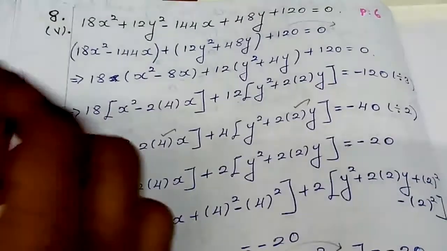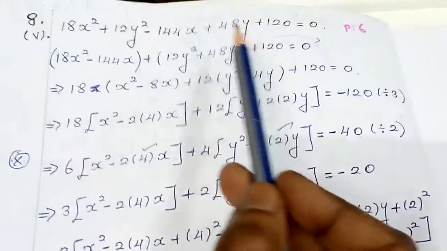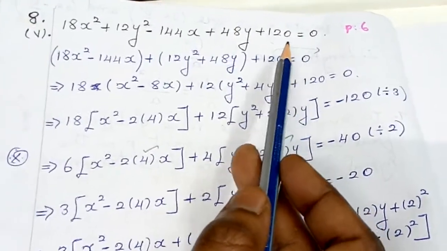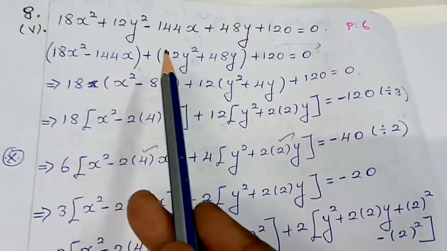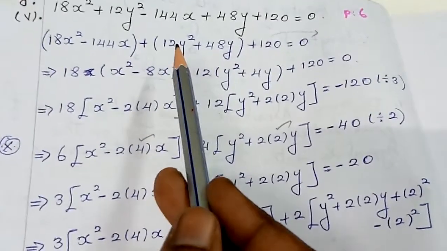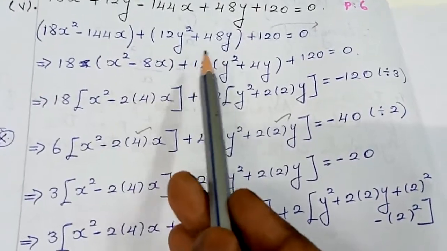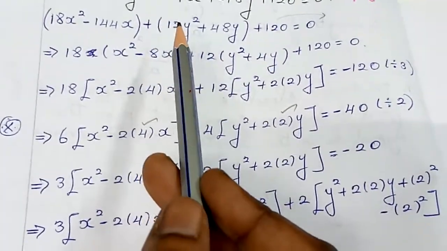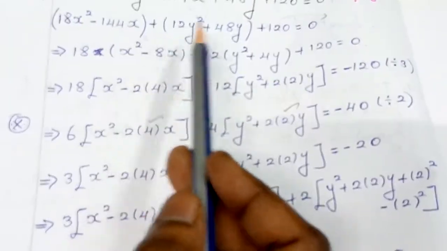Question number 85. This is a question given in your book, students. What I am going to do is, first I am going to make some rearrangement work. I am going to calculate, simplify. First I am going to identify whether the equation is going to be an ellipse or hyperbola. So first we are going to simplify this equation.